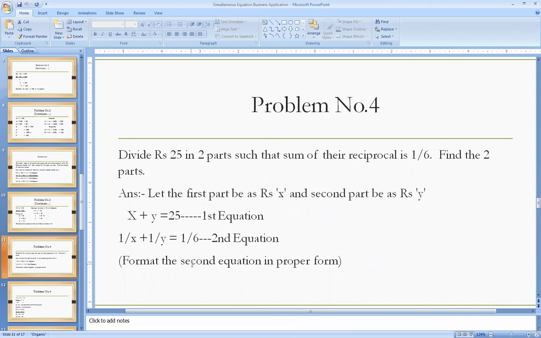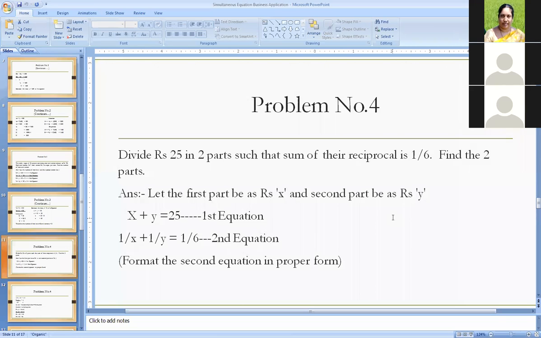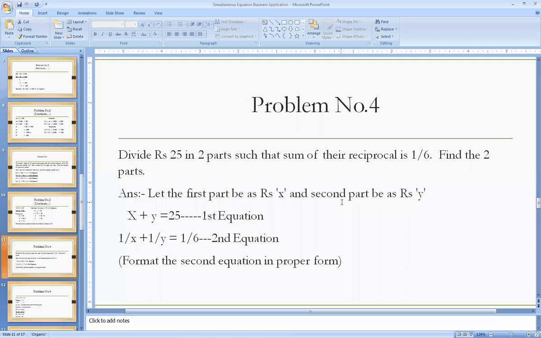Let us see the fourth question: divide 25 into two parts such that the sum of their reciprocals is 1 by 6. Find the two parts. This is the question given regarding the calculation of the first part and the second part. Since 25 has to be shared between two variables, here we are going to share it with x and y. So the x variable will become the first part and the y variable will become the second part.